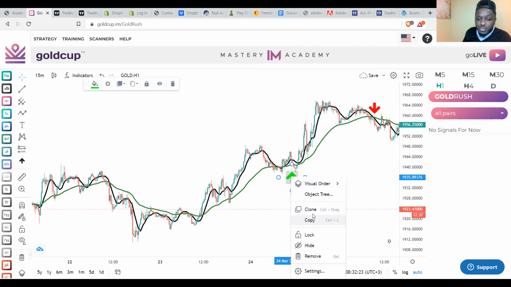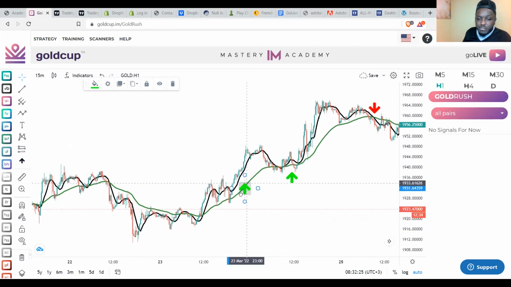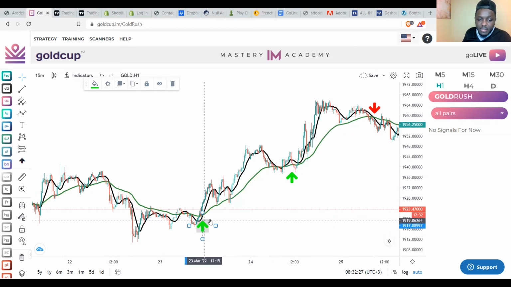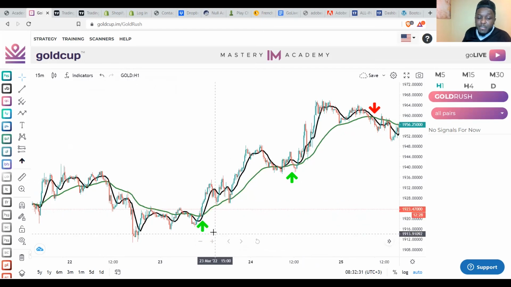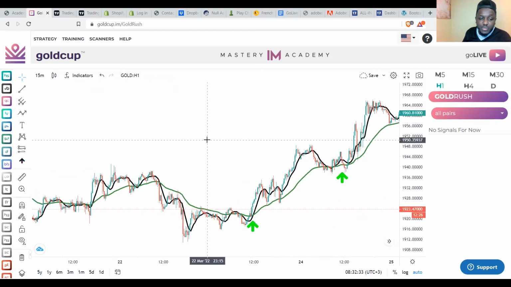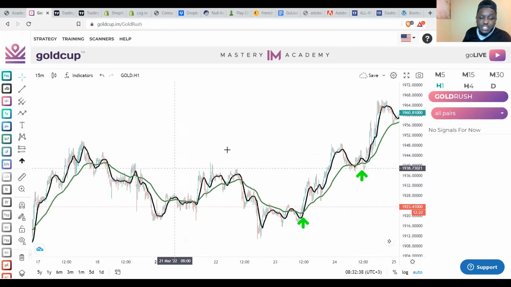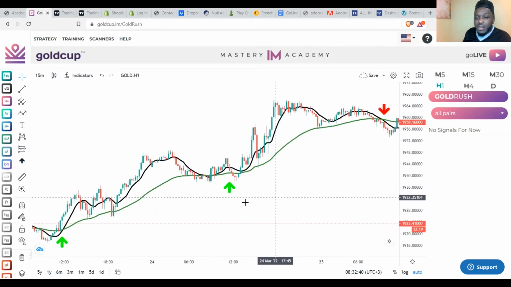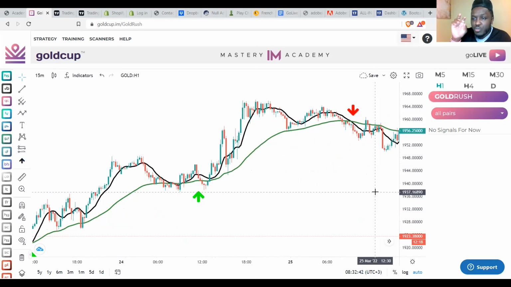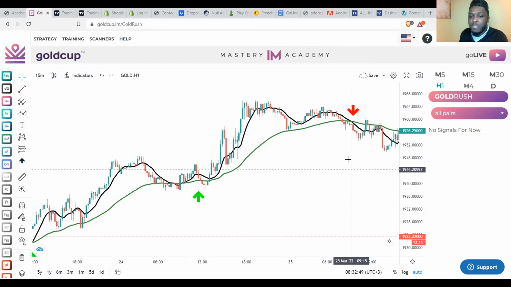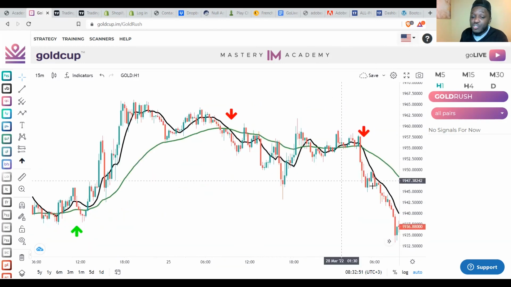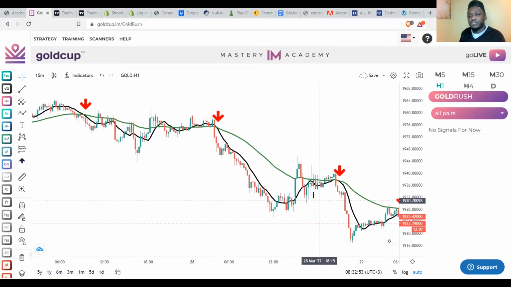So right here, the black goes above the 50. So you know that's a buy position. This is a sell position, buy position, and you can see the description right there. I am going to put those pointers somewhere on the screen so that you're able to see them, and also in the description below. And that is how to use the moving averages.